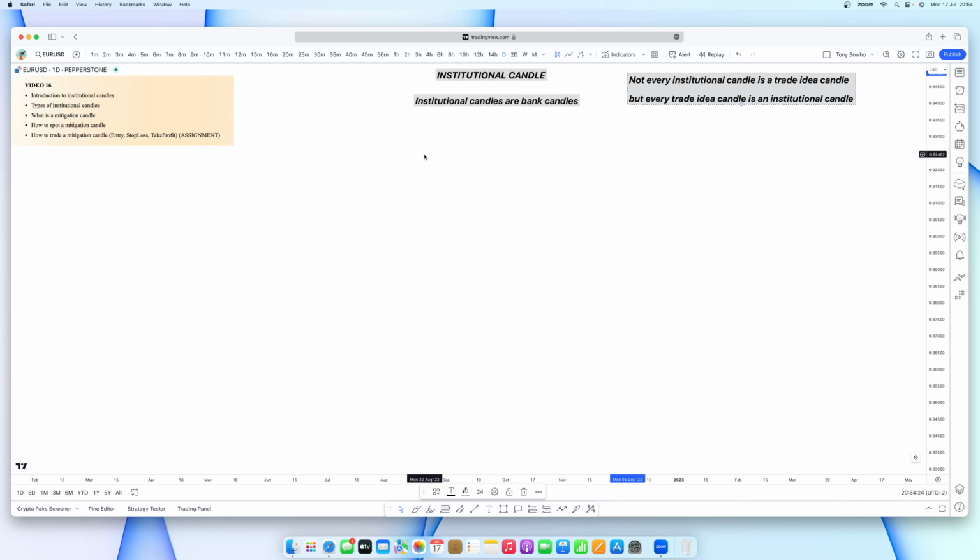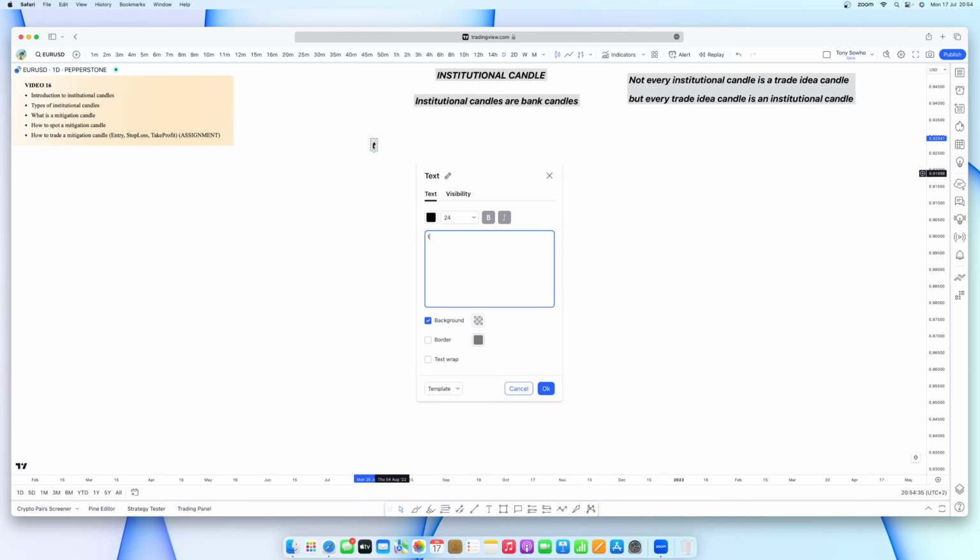That brings us to the next thing I'm going to be talking about, which is the types of institutional candle. We do have three types of institutional candle. Number one is the institutional candle in the form of a mitigation candle.